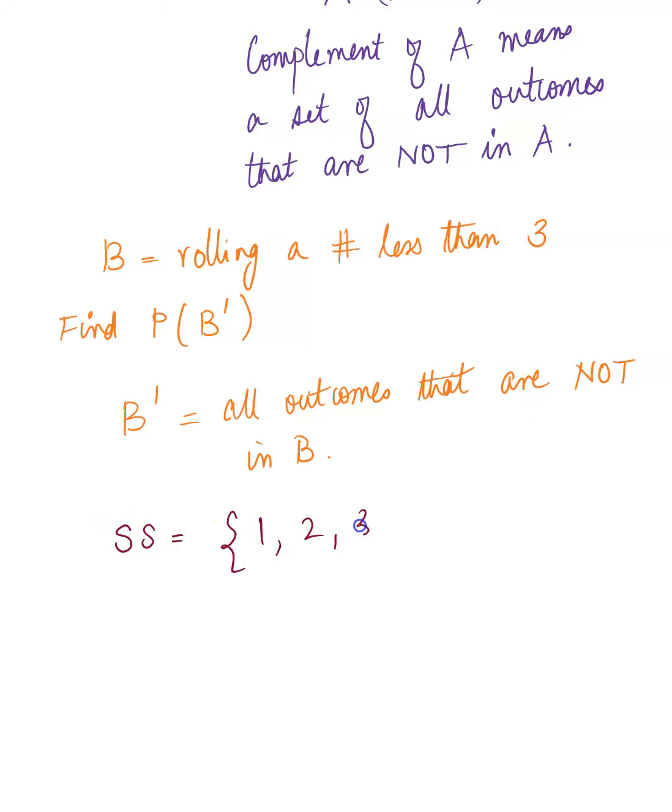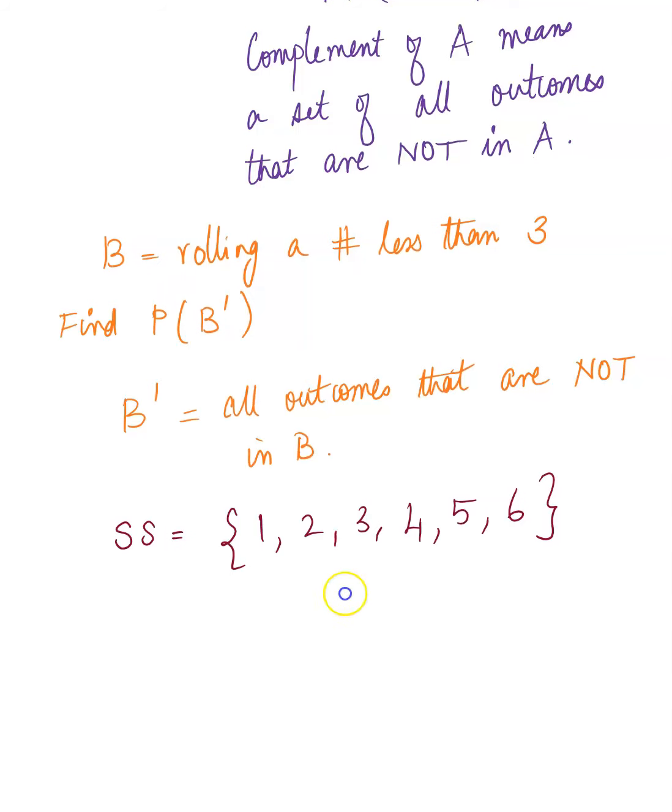Have 1, 2, 3, 4, 5, 6. Sample space is everything that's possible. You cannot have anything outside the sample space as a possible outcome. This is the total possible outcomes, okay?